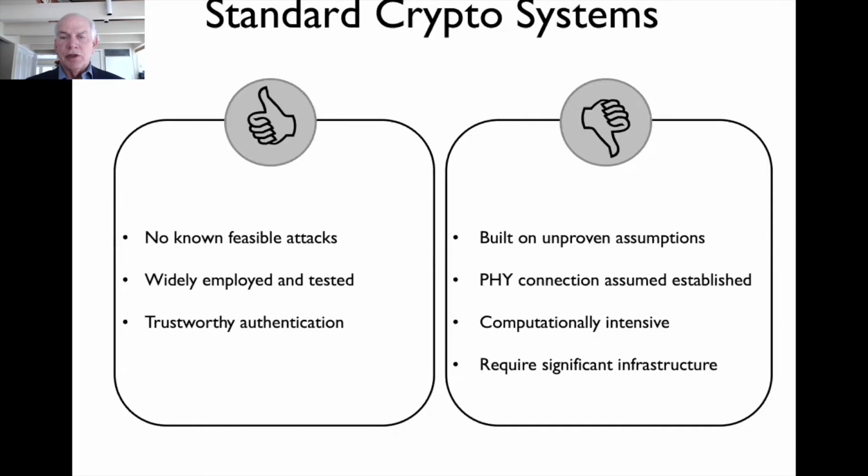Some disadvantages are, first of all, they're built on unproven assumptions. That is, we think they're secure because we can't break them, but there's no proof that they're secure. Typically, we assume that a physical layer connection has already been established, and they're computationally intensive. This is a problem, for example, in the Internet of Things, where the terminals may be low complexity. And they also require significant infrastructure. Again, a potential problem in the Internet of Things where the infrastructure may be quite light.